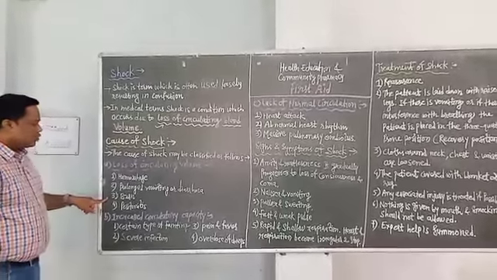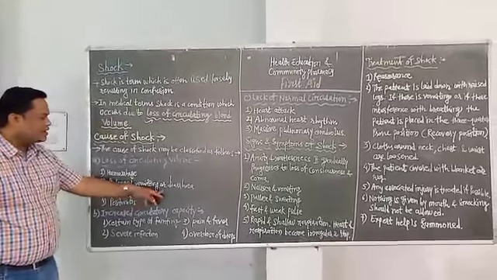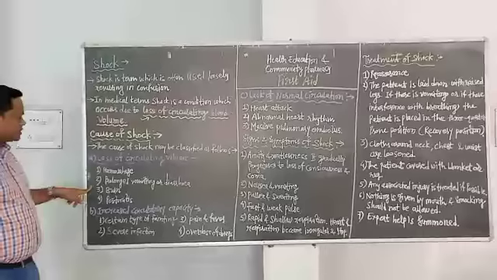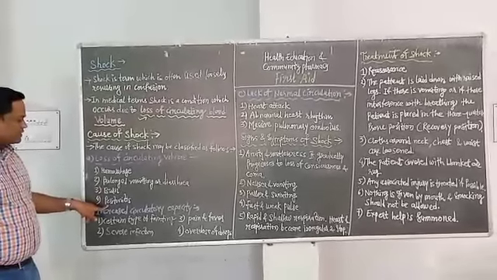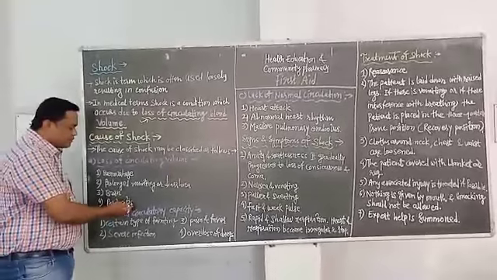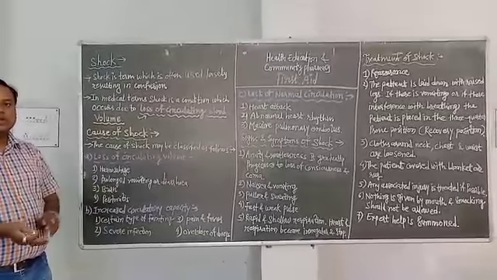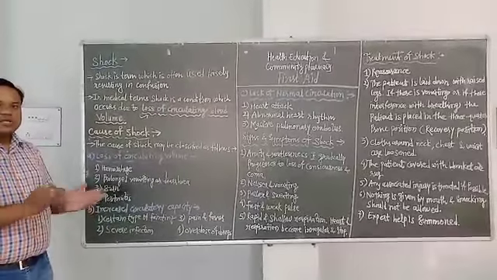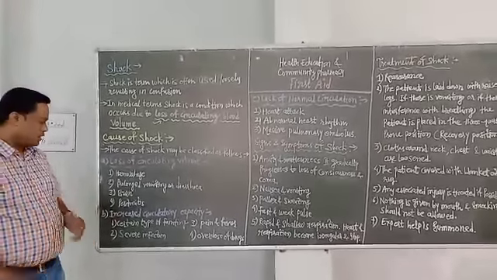Second, due to prolonged vomiting or diarrhea, it is one of the causes. Third is the burn, and fourth is peritonitis. Peritonitis means inflammation of the membrane. It is a leakage or hole in the intestine, called the bursting of the appendix. Then loss can occur.